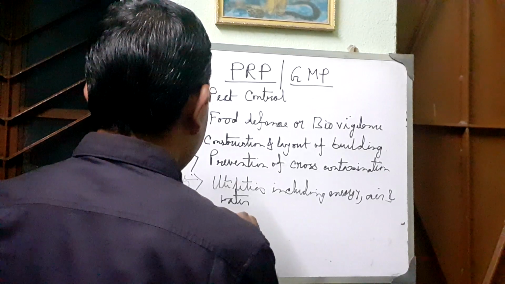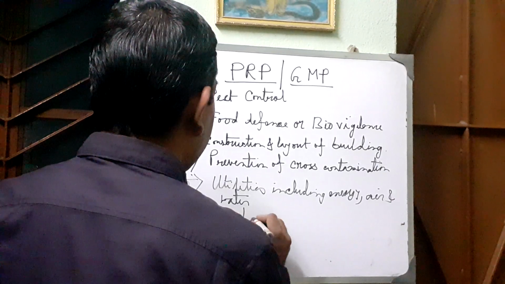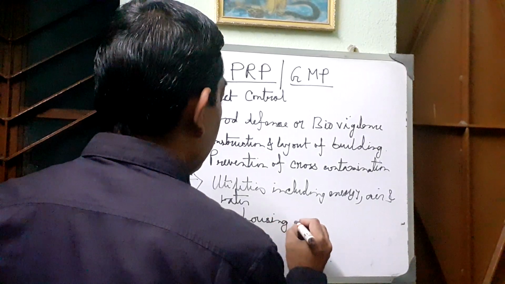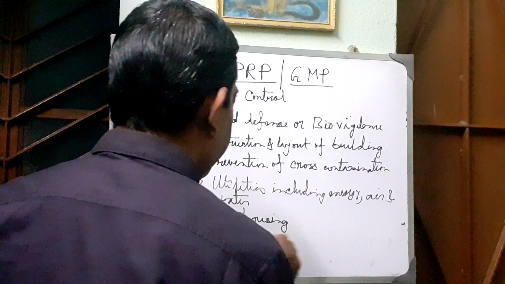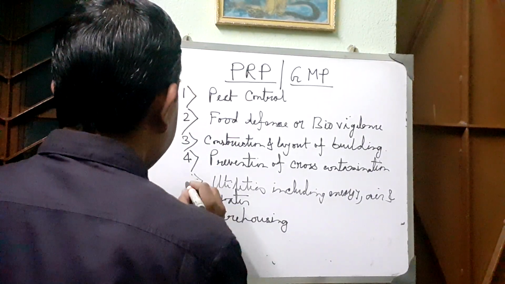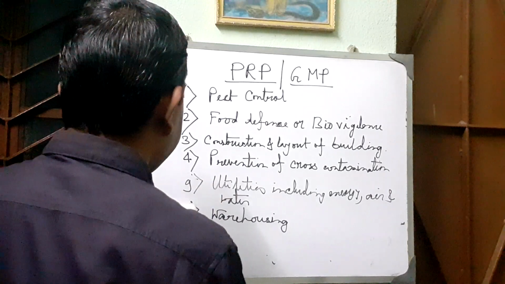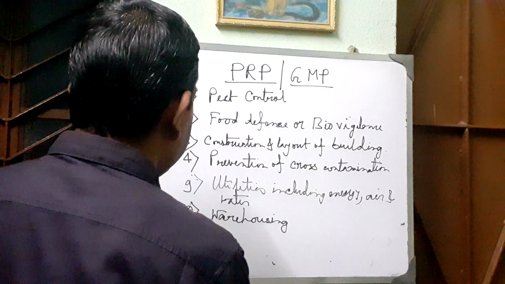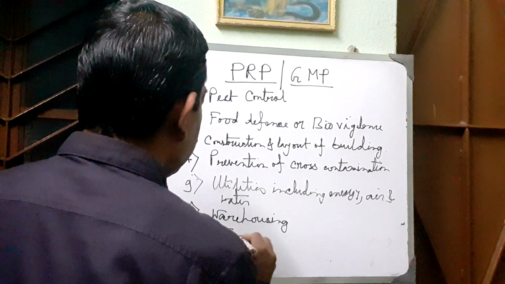And the sixth one is warehousing, where you keep your raw material and finished product in the warehouse. Warehousing is also very important. And sorry, this was the ninth one after 8, and this is the 10th one. And the 11th one is waste disposal. Waste disposal is very small.